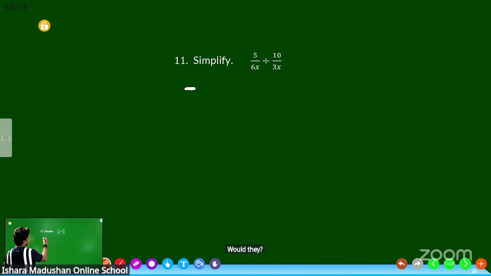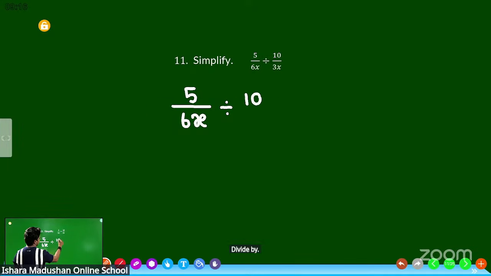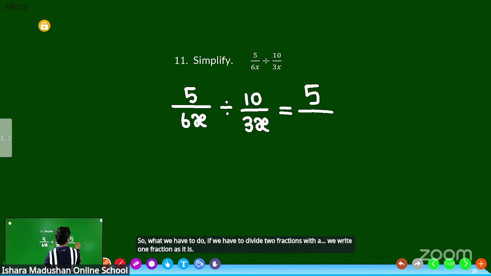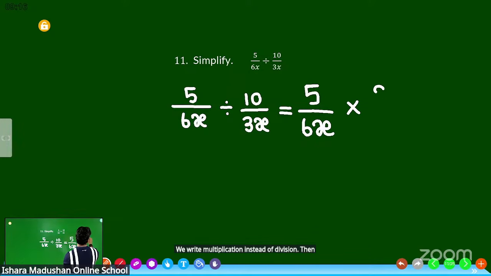Then here 5/6x divided by 10/3x. So what we have to do, if we have to divide two fractions, we write one fraction as it is. We write multiplication instead of division. Then we write the reciprocal of the other fraction.